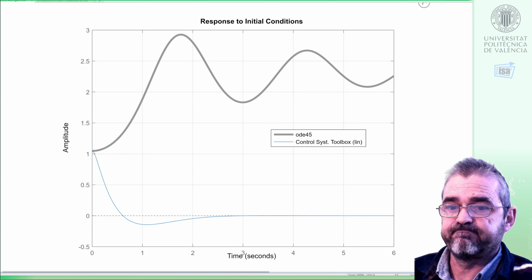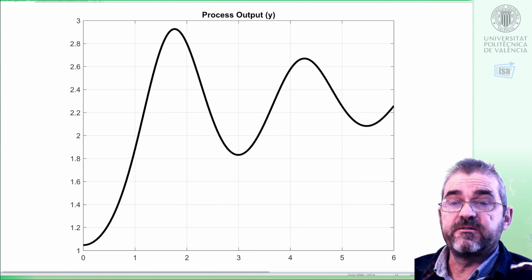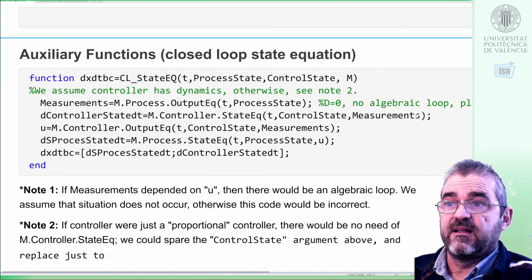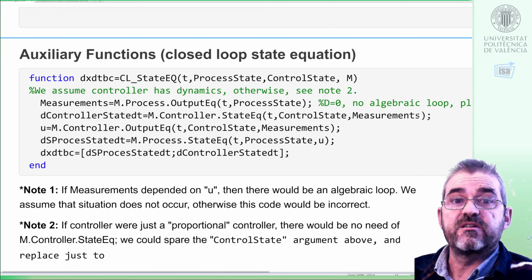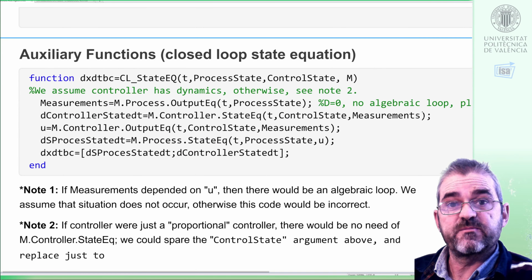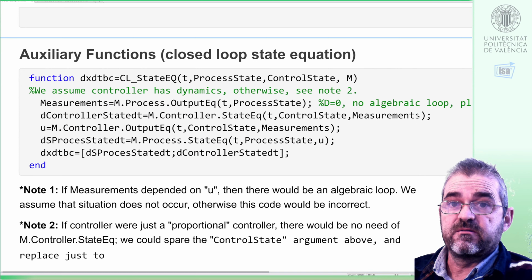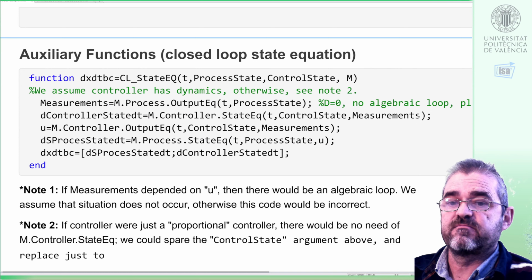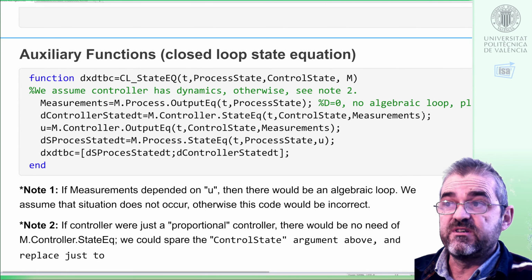Let us conclude. In this video, we have learned how to encode process and controller state and output equations. We have also learned how to join these process and controller state space models in a joint closed loop state equation. So we used ode45 to simulate the process output without the need of Simulink.